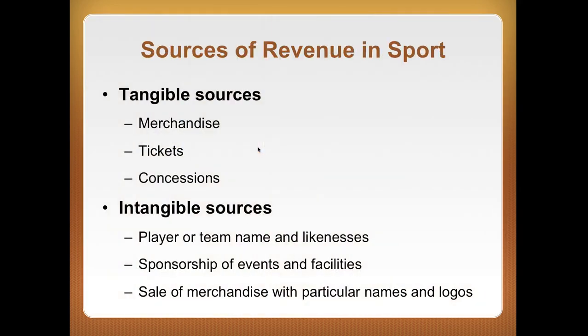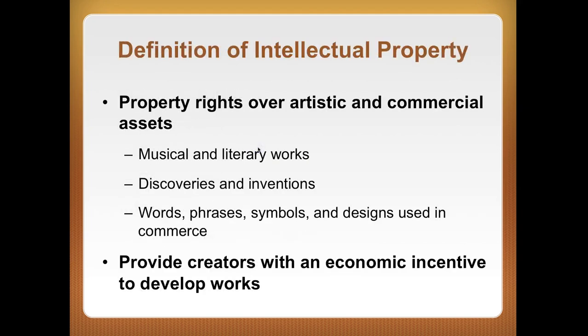So understand that it's pretty easy to understand tangible stuff. You can fill a jersey, you can fill tickets, you can fill concessions or consume concessions. There's a lot of intangible aspects of sport. A player, a team name, or a logo. A sponsorship of an event, meaning that you're a title sponsorship. Logos on merchandise or names on merchandise. These are all things that you can't really necessarily put your hands on, but they're just as important.